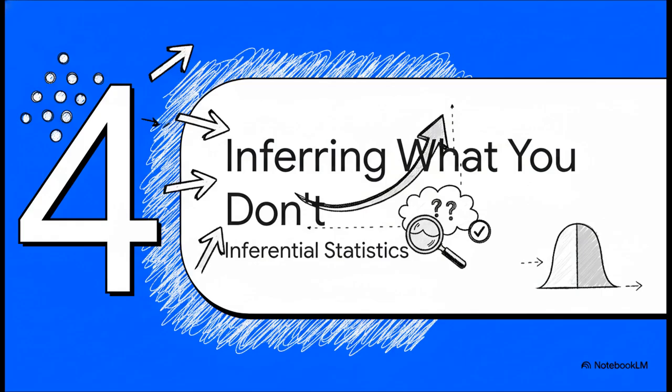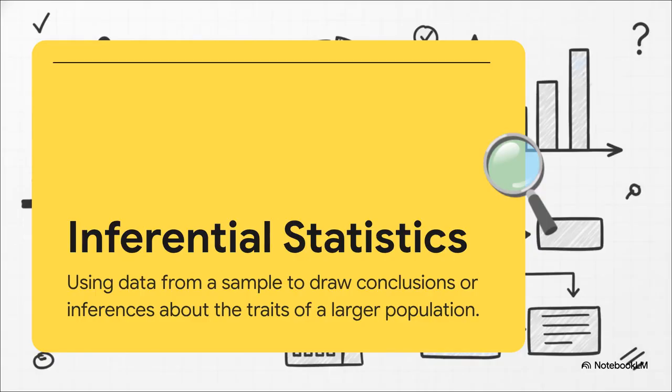Okay, let's take a big step up. So far, we've just described the data we can see, our little sample. But now for the real magic. How do we use that tiny snapshot to make confident, rock-solid statements about the entire population? This is the leap from just describing to actually inferring. This right here is where statistics becomes a superpower. Inferential statistics is all about using that sample to make educated guesses or inferences about the whole population.